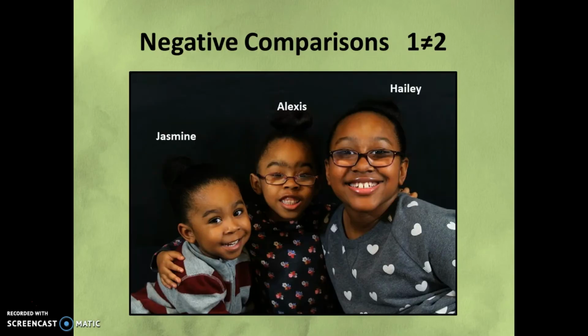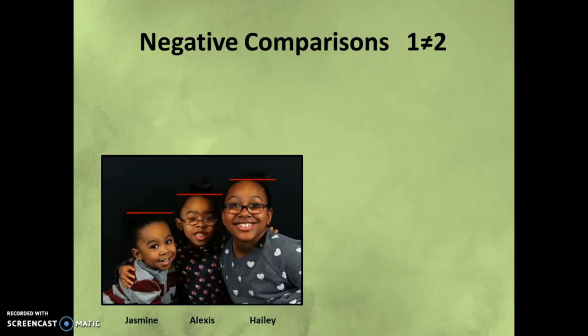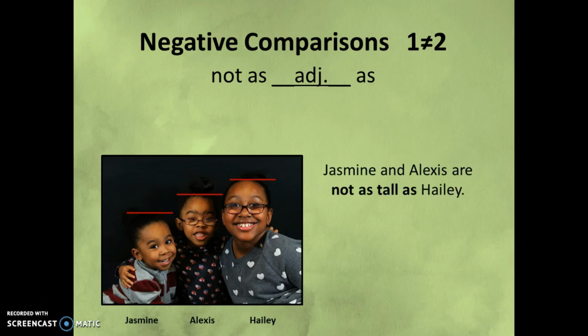So here I've got three sisters. We'll call the one on the left Jasmine, the one in the middle Alexis, and the one on the right Haley. And I've put some bars here to help you see their height differences. So, if we use that negative comparison that we've learned in the first video, we could say not as adjective as. So I could say Jasmine and Alexis are not as tall as Haley.